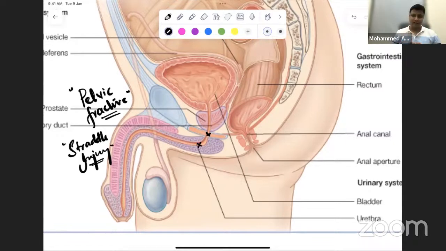Let us try to understand that if this ruptures, where will the urine go? Where will the urine go? Make your life simple, crystal clear. Understanding? So let me take one by one, sir.